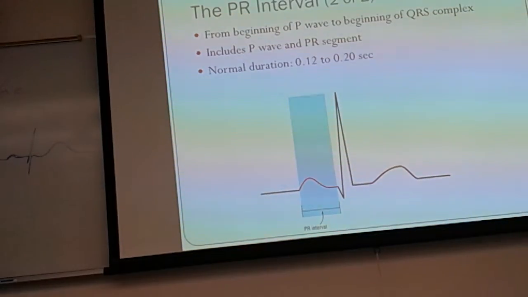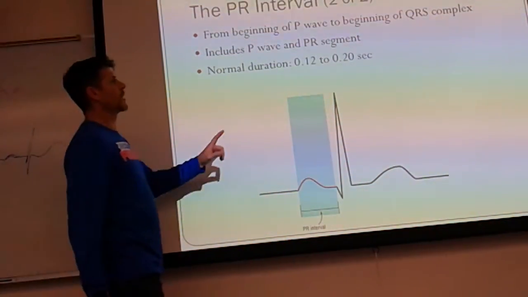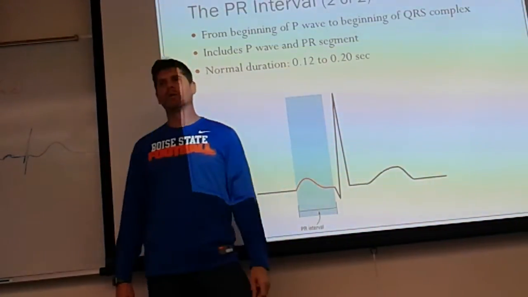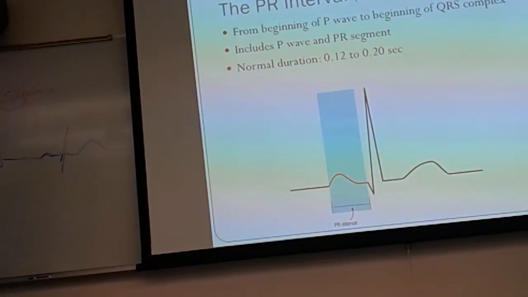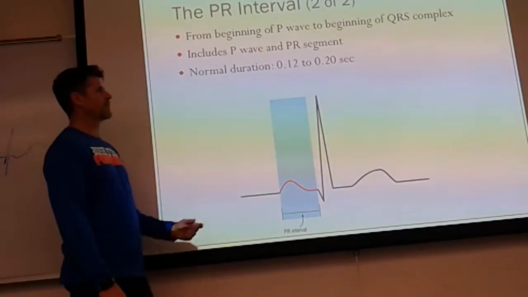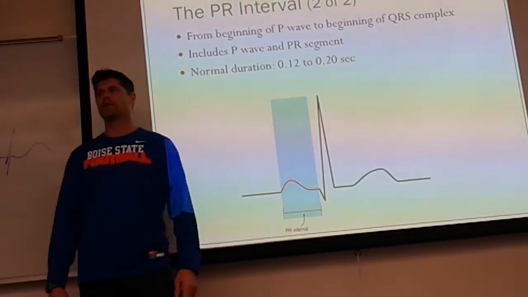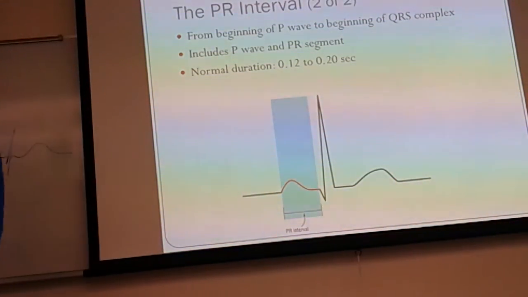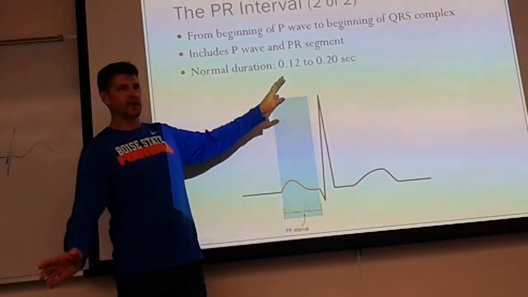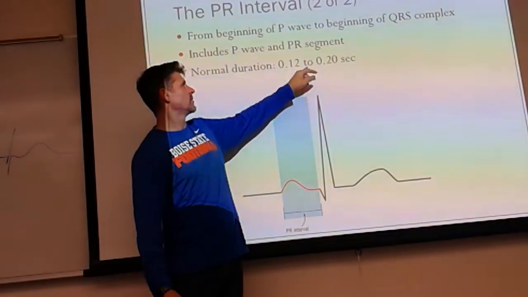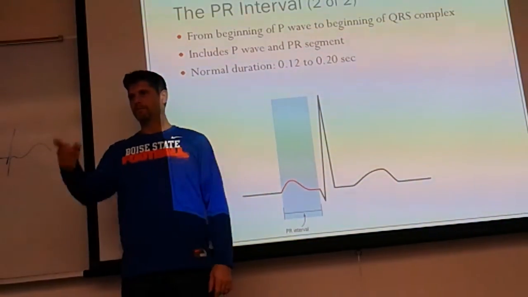The PR interval needs to be between 0.12 and 0.20 seconds. If it is shorter than 0.12, there is a problem. If it is greater than 0.20 seconds, there is a problem. So it needs to be between and including 0.12 to 0.20 seconds.